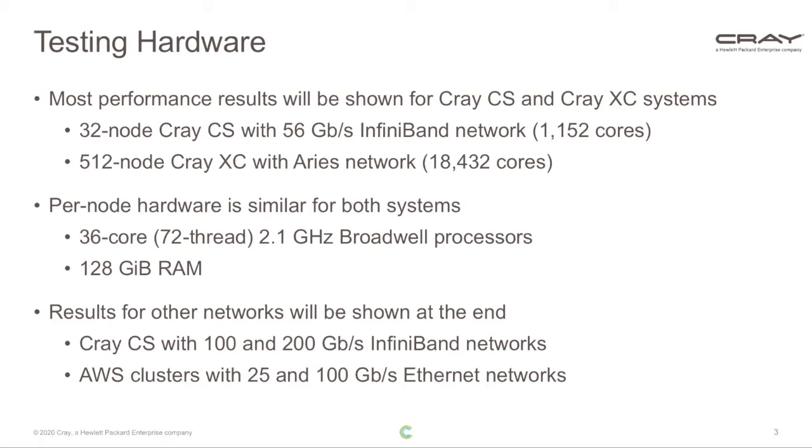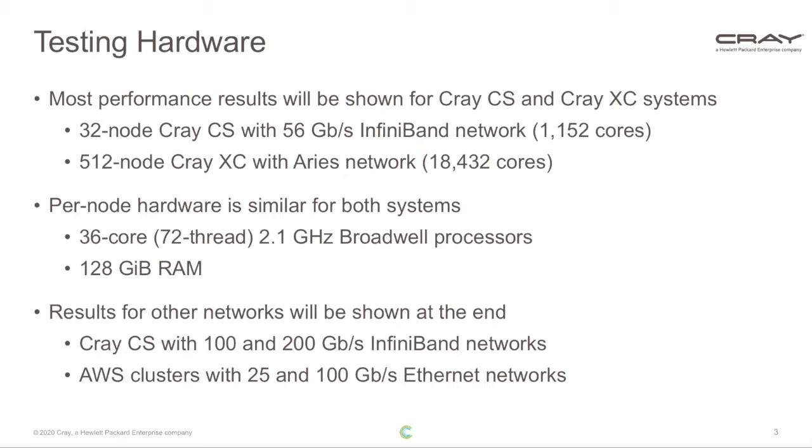And these systems are chosen both because I have easy and regular access to them, and because the per node hardware is very similar for both of them. So they both have 36 core, 2.1 gigahertz Broadwell processors with 128 gigabytes of RAM. And so what that means is that really the difference between these systems is the network, both the underlying hardware and the software stack on top of them.